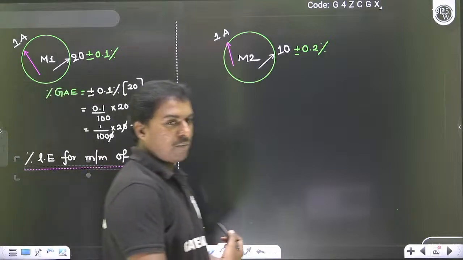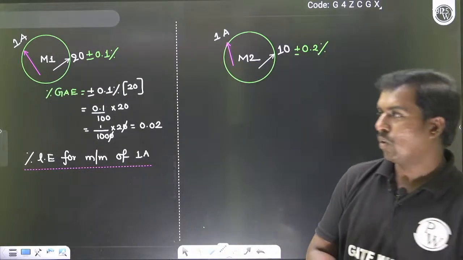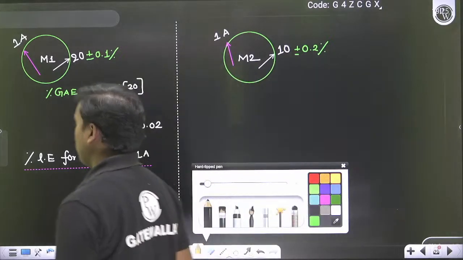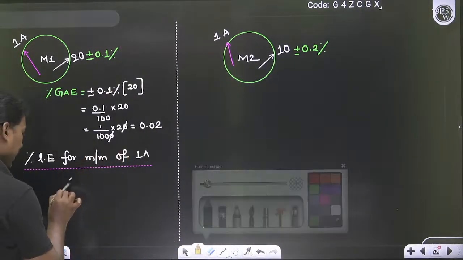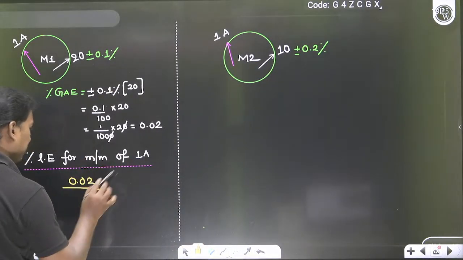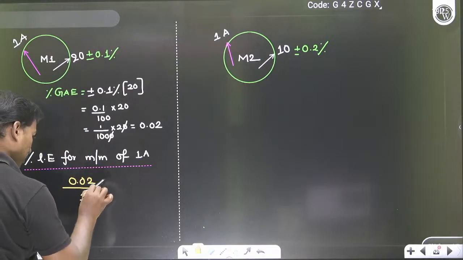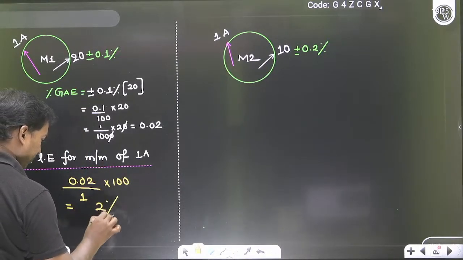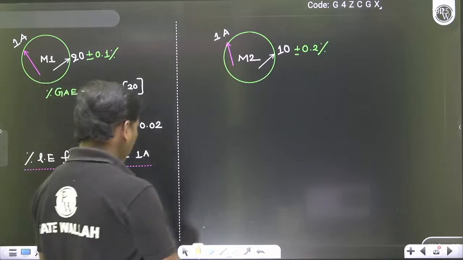Percentage of limiting error for a measurement of 1 ampere. So how to do this? If you take that error, 0.02 divided by 1 ampere into 100, it is going to become 2%. 2%.